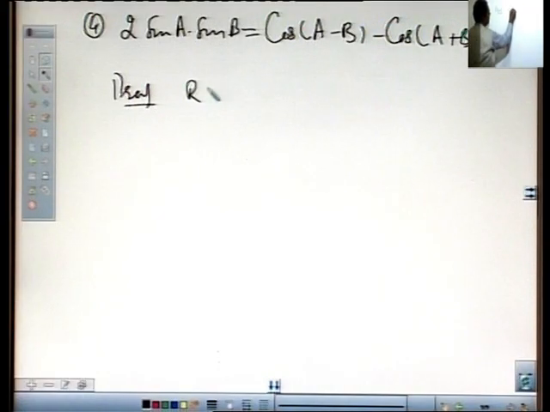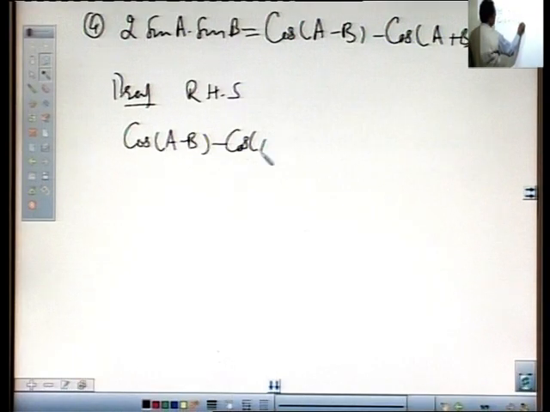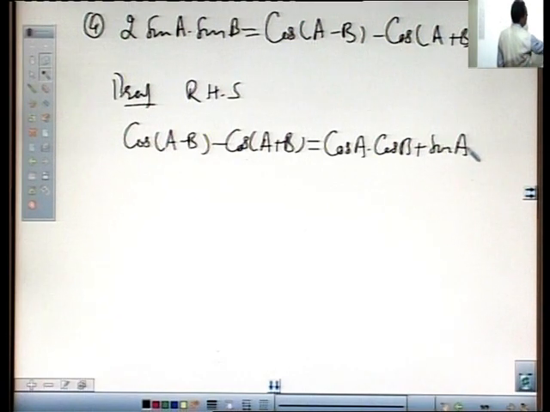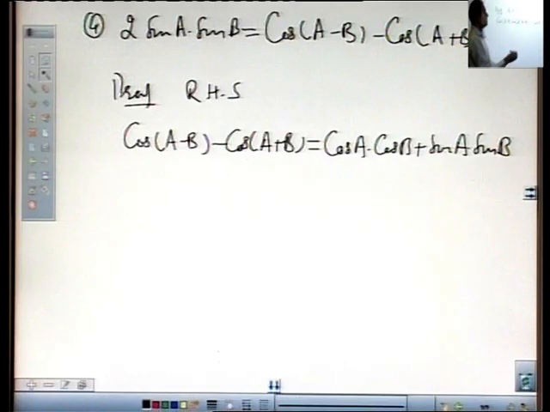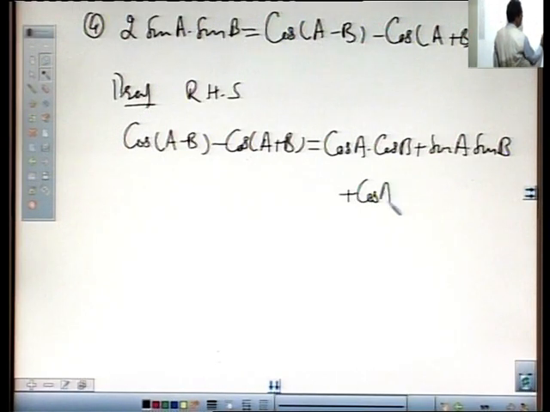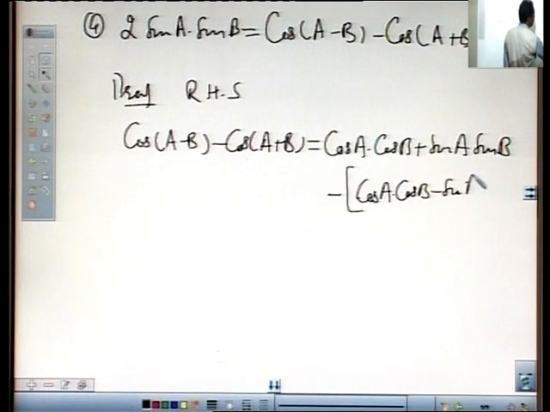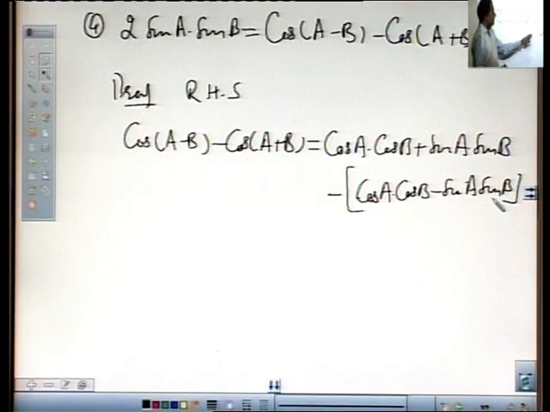Let us take the right hand side of this formula: cos A minus B minus cos A plus B. We know that the formula cos A minus B is cos A cos B plus sin A sin B, and the formula cos A plus B is cos A cos B minus sin A sin B. Now we open this bracket.